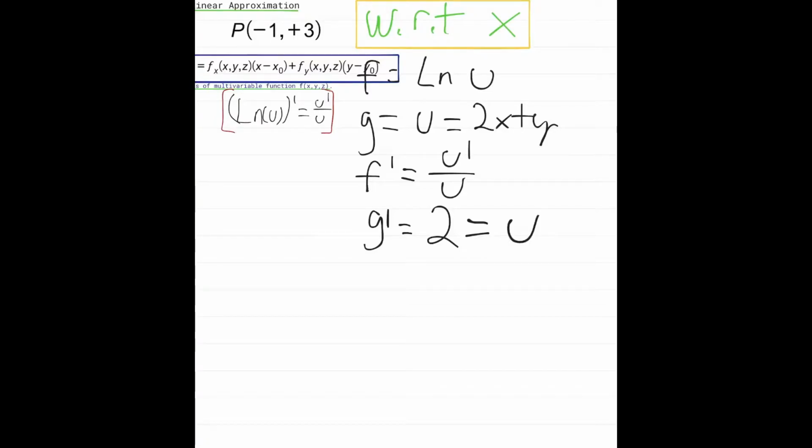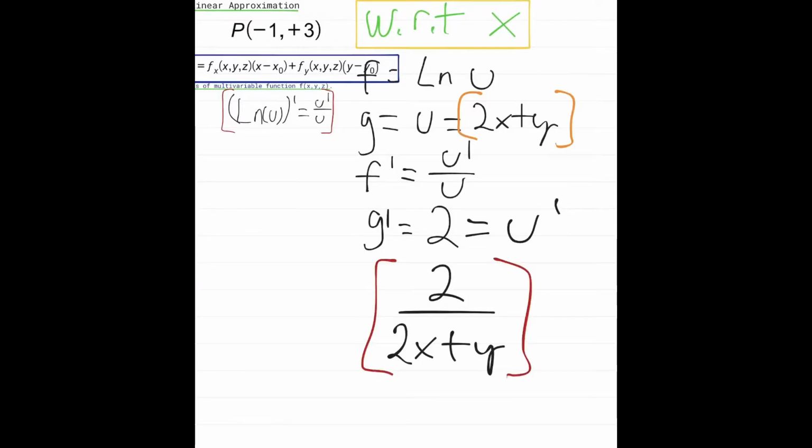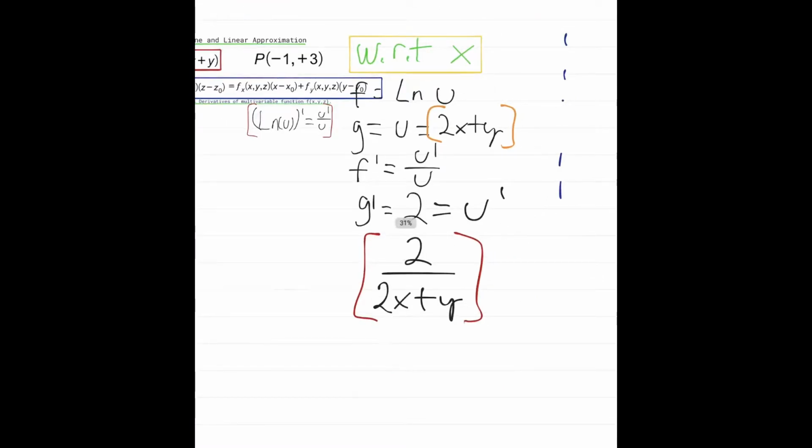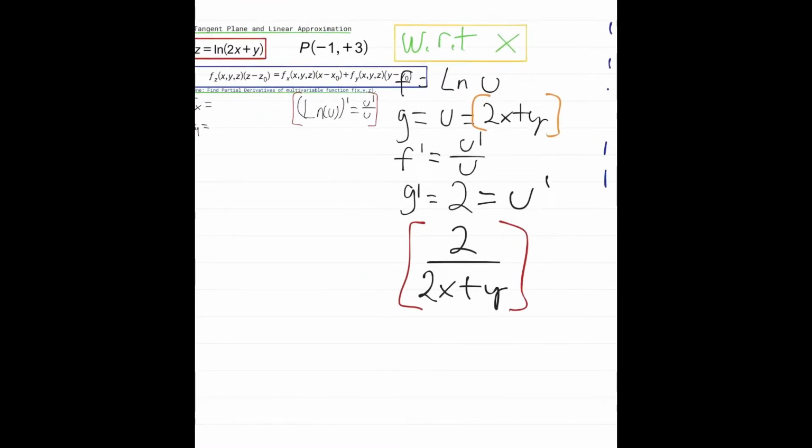So our f of x, the partial derivative with respect to x, is our numerator 2, which is our u prime, divided by u. U is 2x plus y. So this is equal to our partial x. I'm going to draw this blue dashed line.